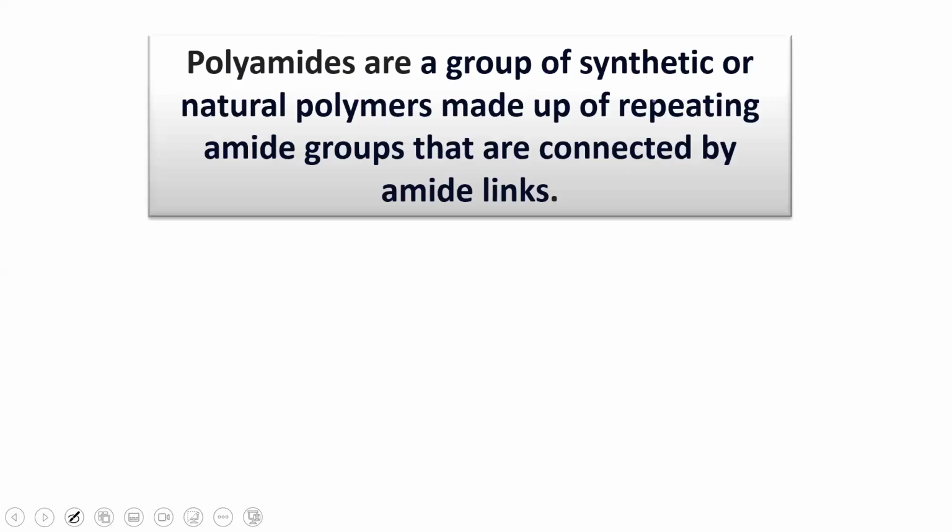Now, give the heading polyamides. Polyamides are a group of synthetic or natural polymers made up of repeating amide groups. We have studied amides, and obviously you would have understood why we introduced them, because now we are going to discuss polyamides. Poly means many. Now, what are polyamides?